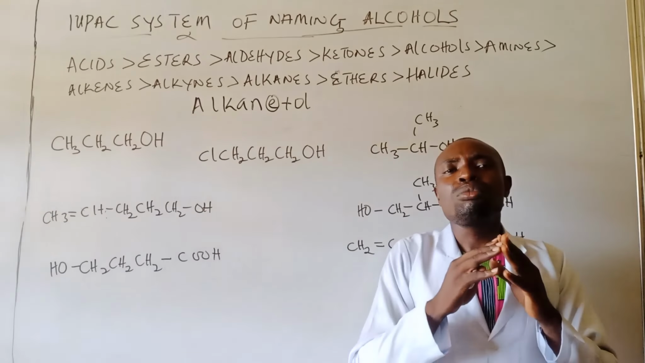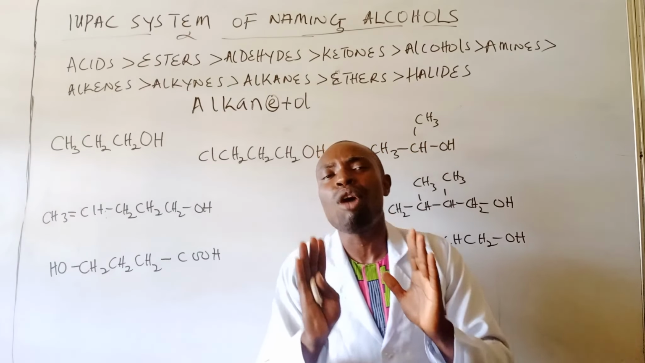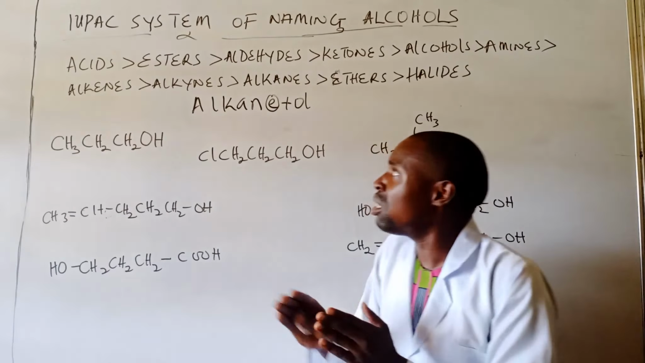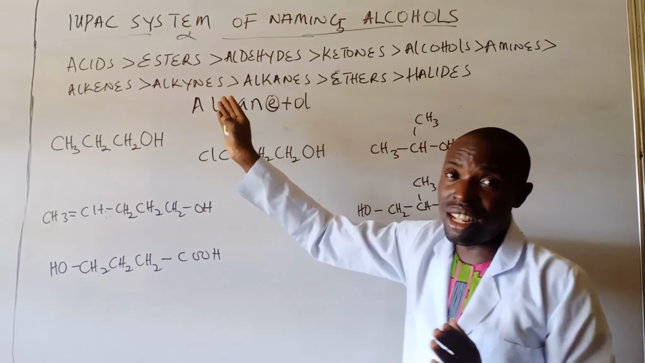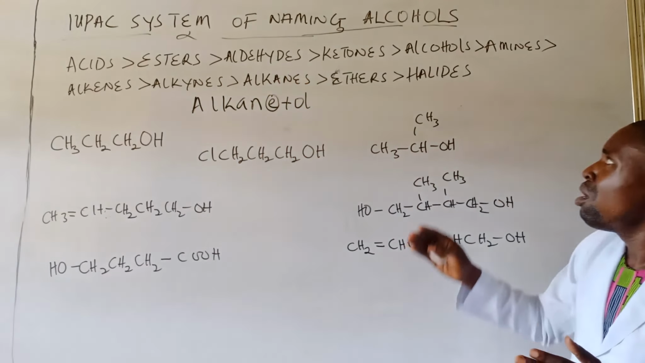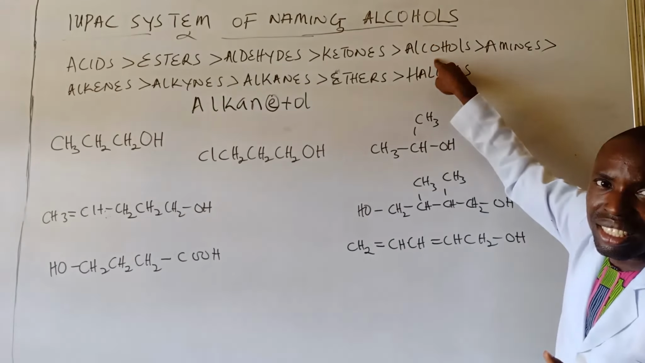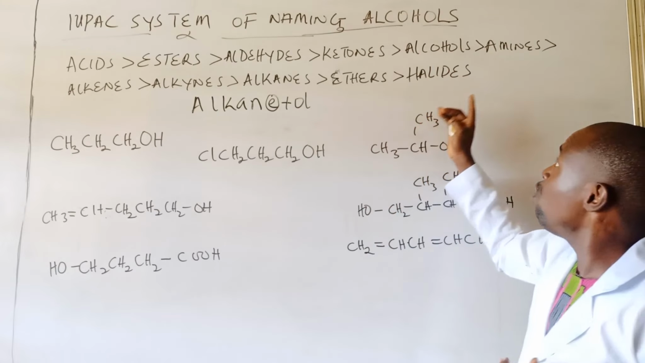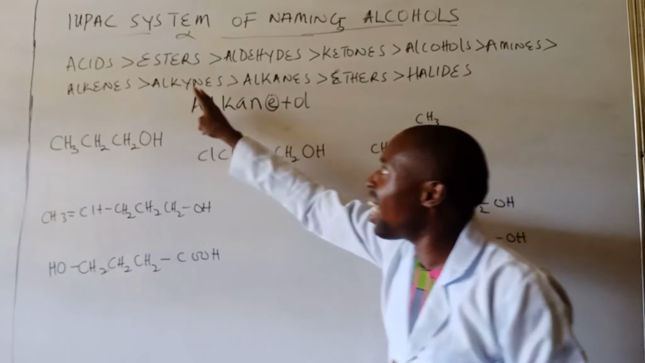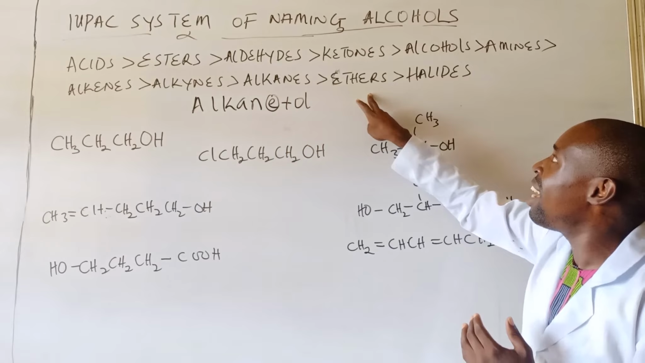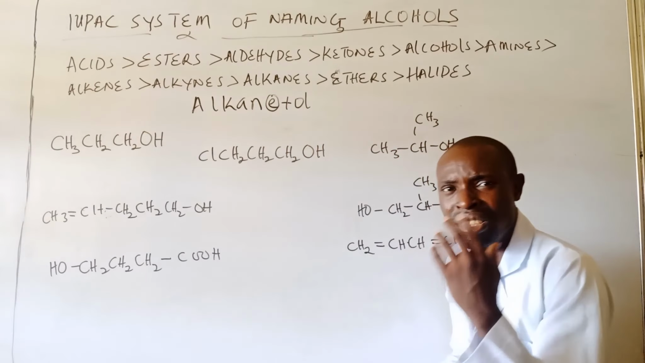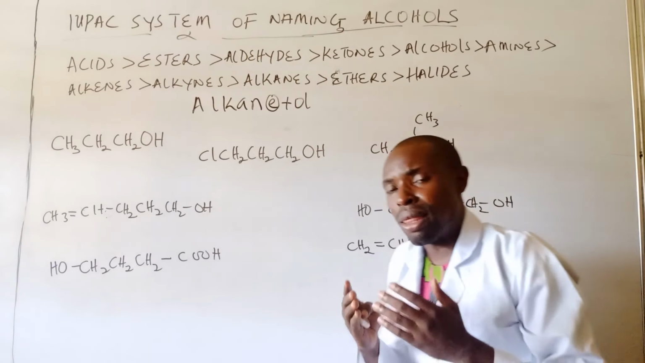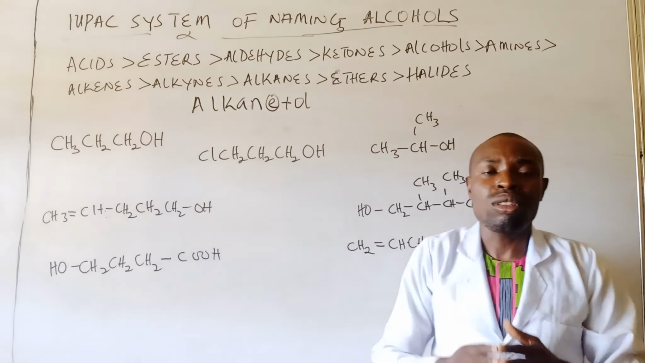Now, there are some functional groups that are of higher priority compared to alcohol. Examples are the alkanoic acid, the esters, the aldehydes, the ketones. The ones that alcohol is of higher priority over include the amides, the alkanes, the alkynes, the ethers, and the priority trend is what you can see right here on the board.